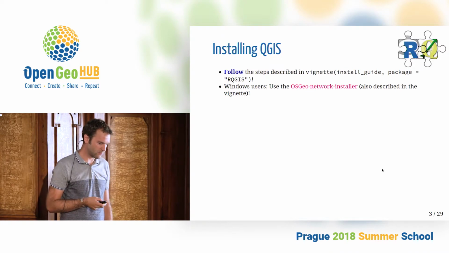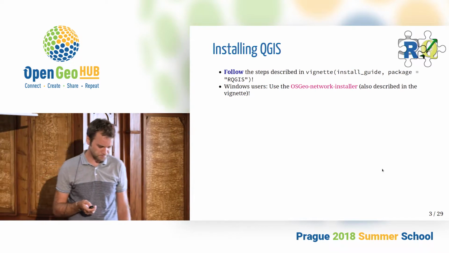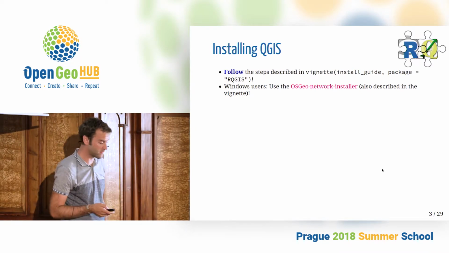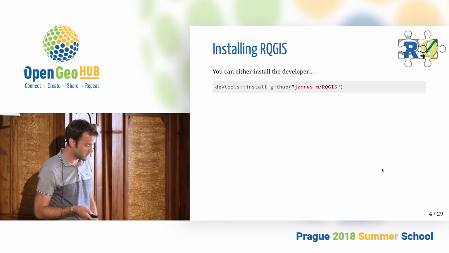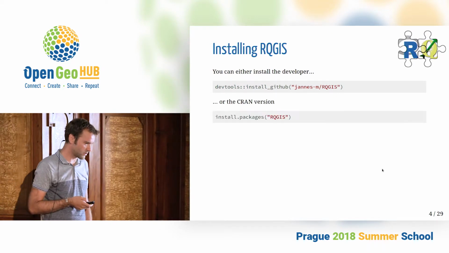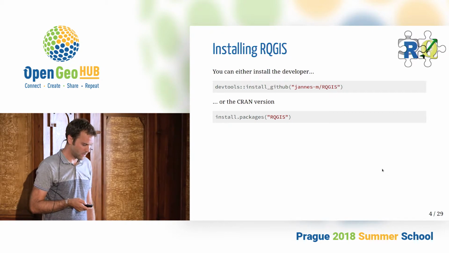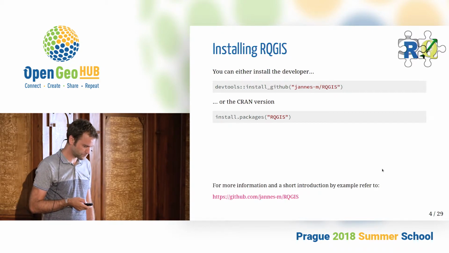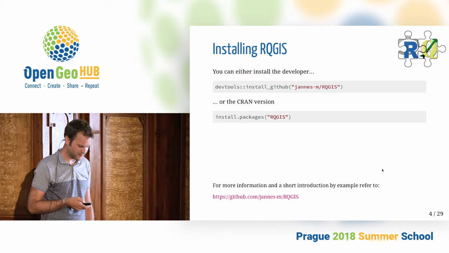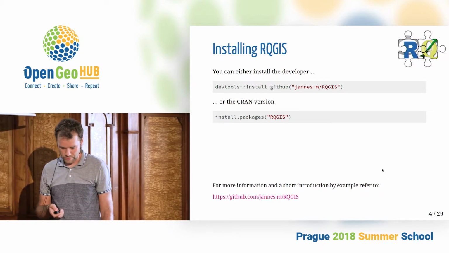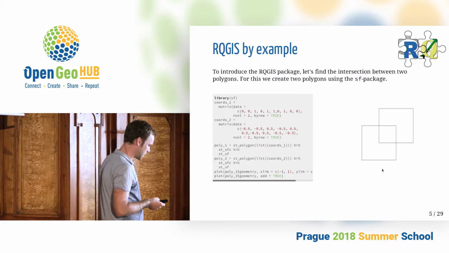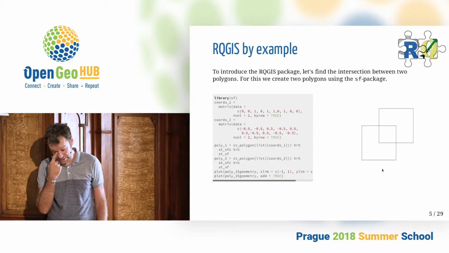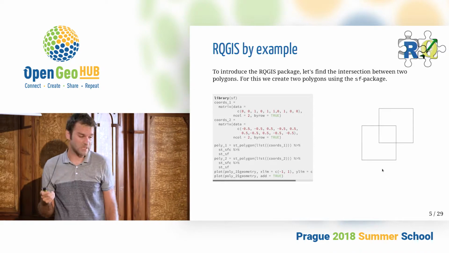For Windows users, I always recommend to use the OSGeo network installer, but this is also described in the vignette. You can install RQGIS using the developer version, or of course you can also use a CRAN version. And have a look at the RQGIS repository to learn a little bit more, but I think most of the things are covered here. And we will introduce RQGIS using a really simple example.